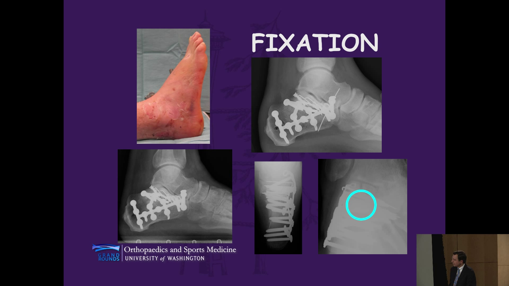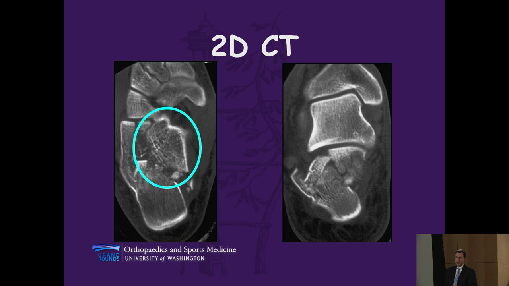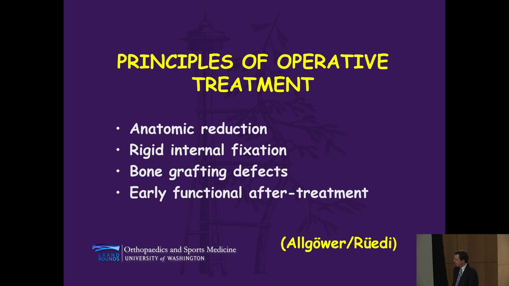We look at the 2D CT to ascertain, when you're doing open treatment, the size of the sustentacular fragment, the size of this area where we're going to anchor our fixation. That's pivotal in terms of the management of this particular problem, because you need something that you can anchor and compress to.